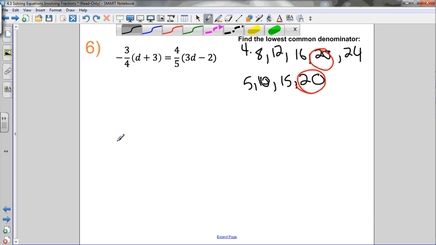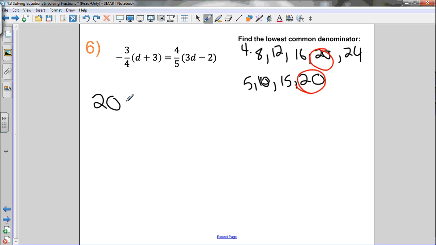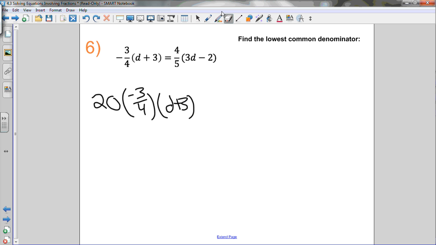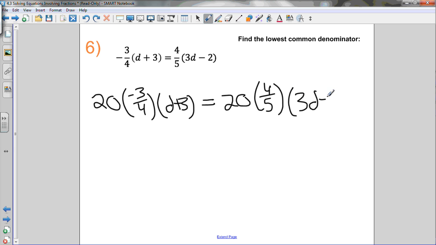So what I'm going to do, I'm going to multiply both sides of this equation by 20, and that will eliminate the fractions. So multiply the left side by 20. And then also, I'm going to get rid of this stuff so it's not in the way. Multiply the right side by 20. And then once we simplify, our fractions will be gone, and this question will be a lot easier to do.